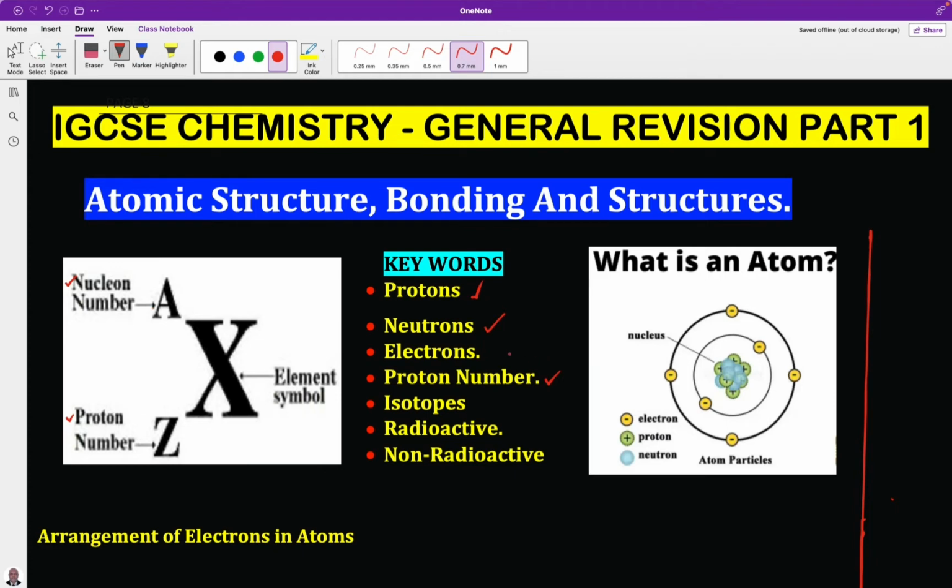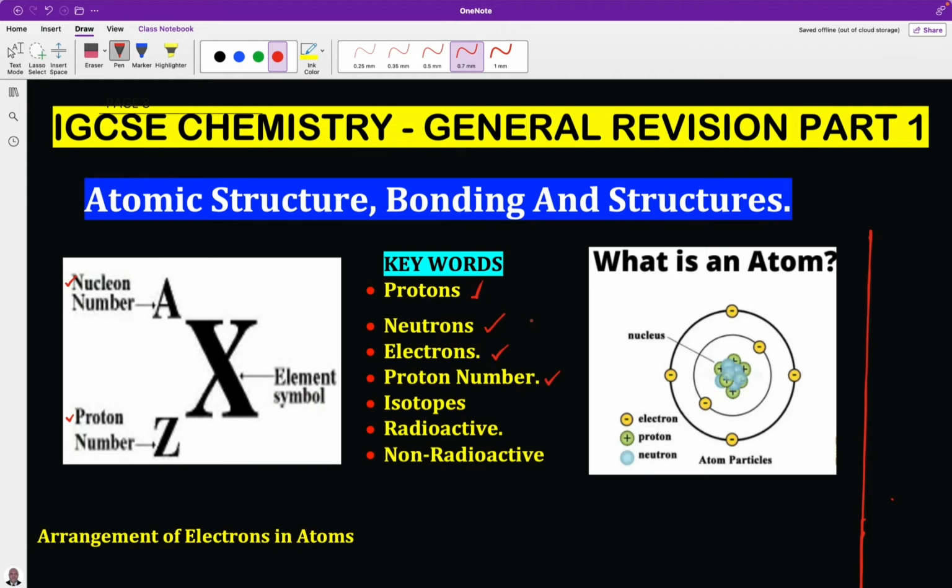Then, what are electrons? Electrons are negatively charged particles found in orbitals outside the nucleus of an atom. Electrons are there revolving in shells.